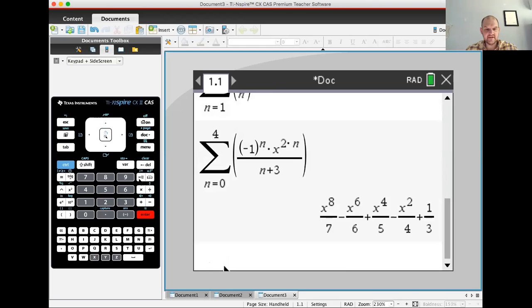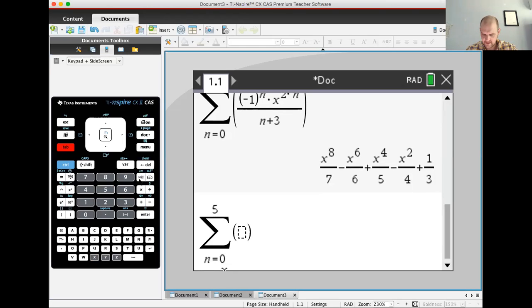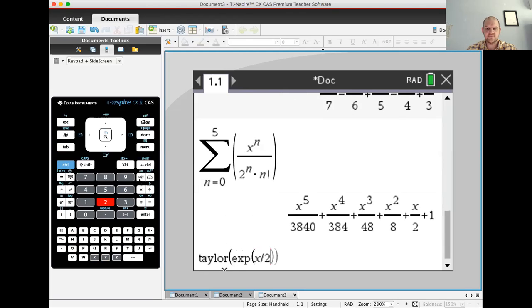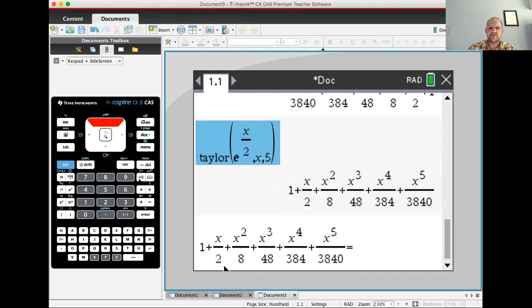And then finally on the page, n goes from 0 to 5 of x to the n, 2 to the n, n factorial. And we get this. Okay, so this is what we wrote. It doesn't exactly look like it, but it definitely is. I was saying that I think this is actually the Taylor polynomial for e to the x over 2, the 5th degree Taylor polynomial. And you can see that it is. So this does equal this.